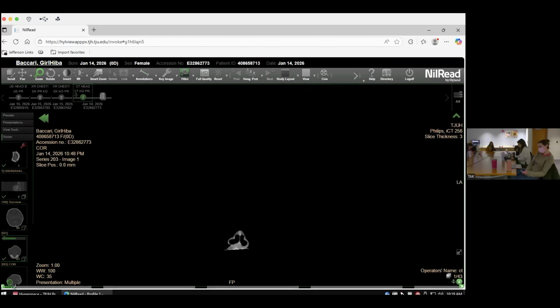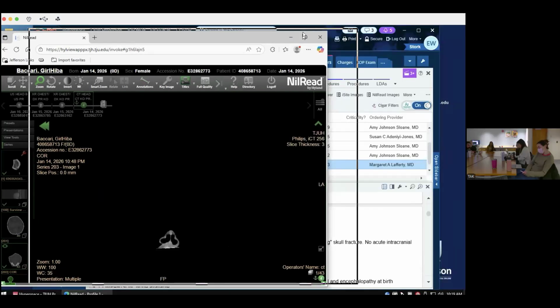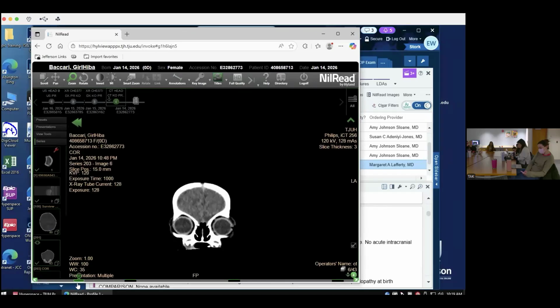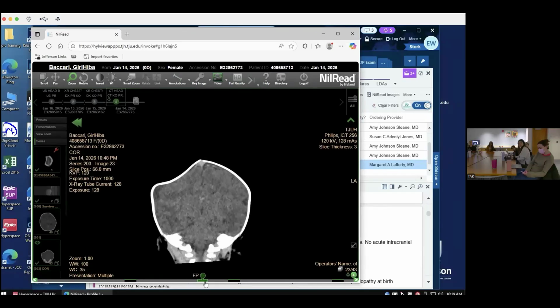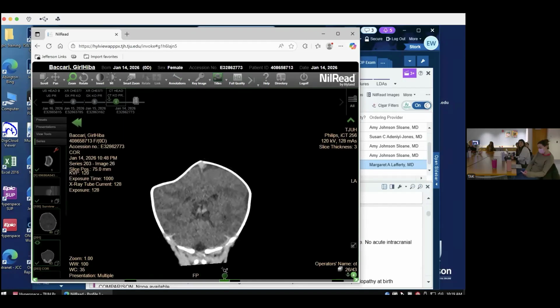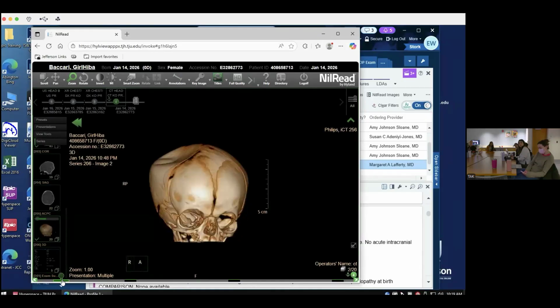I've never seen this skull depression before. Are you able to pull it up there? Yes, I'm pulling it up. Have you ever seen something like this? It's very impressive. The 3D reconstruction is pretty impressive. Never seen this before.